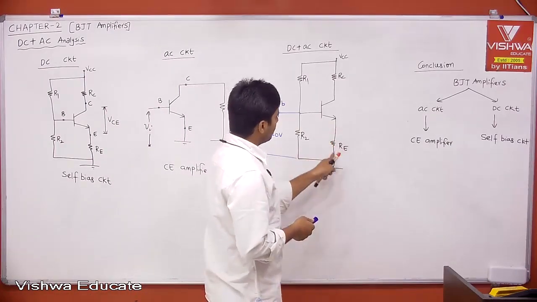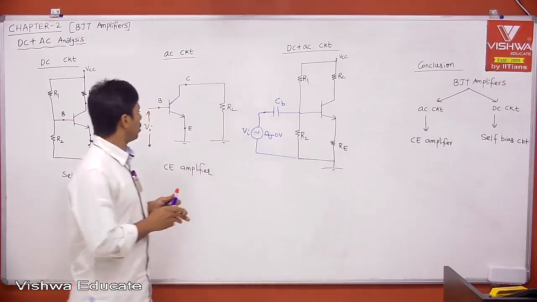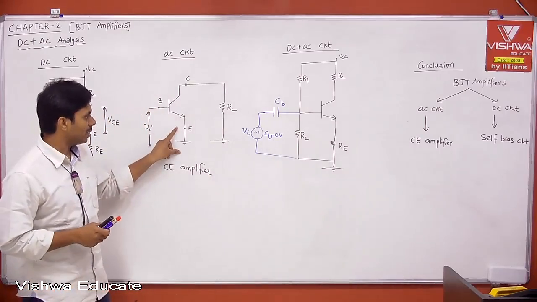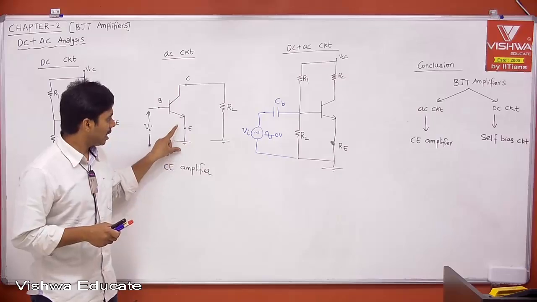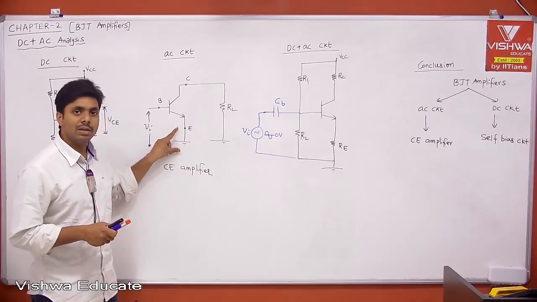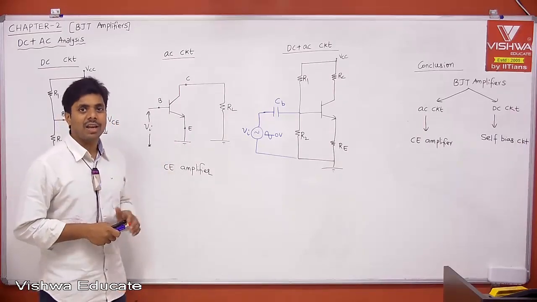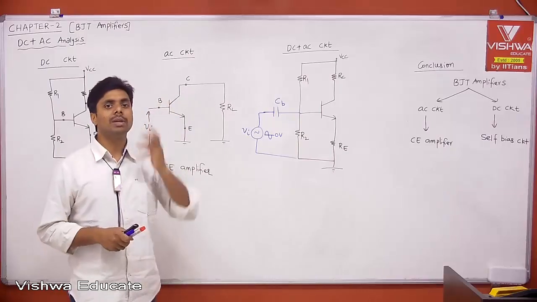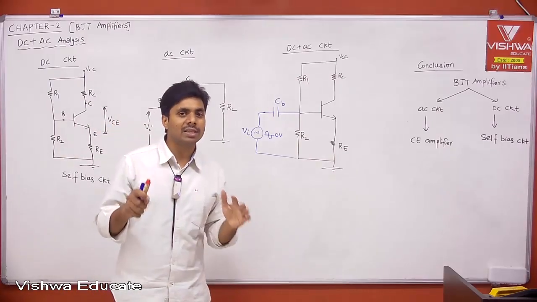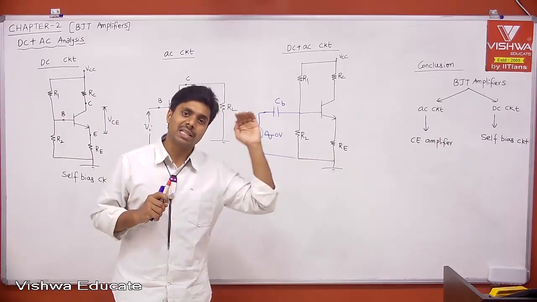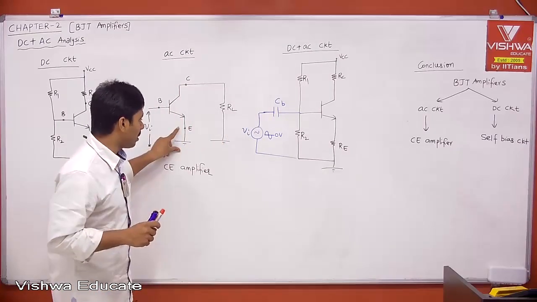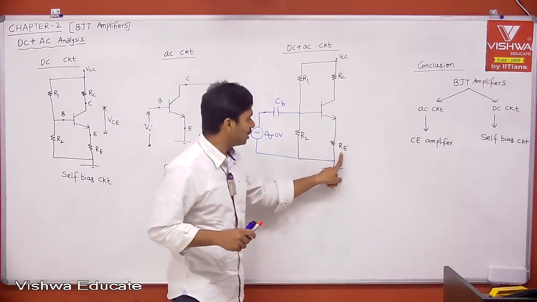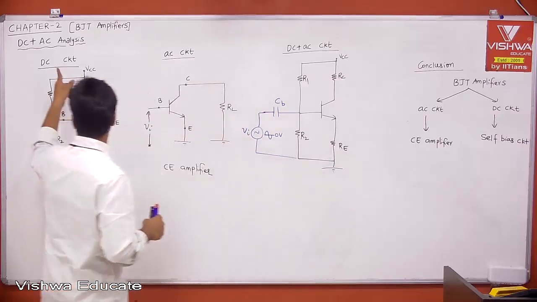Now, do you want RE during AC analysis? Do you want any feedback? No, we don't want any feedback. If you have feedback, that is nothing but the CE with RE amplifier. Remember, that will decrease the gain. Your AC gain stability will be improved, but I am not interested in AC gain stability. I am interested in AC gain. I want maximum gain. If I want maximum gain, I don't want feedback here. Therefore, I don't want RE, but I want RE for DC.